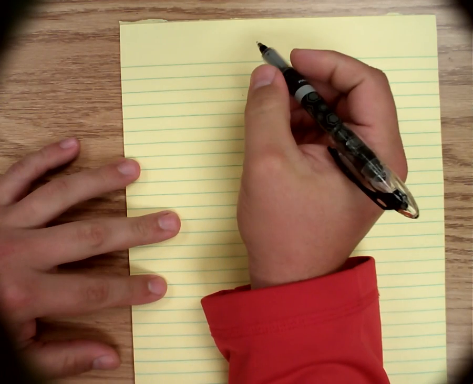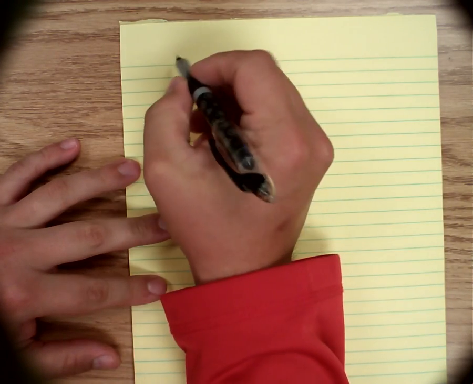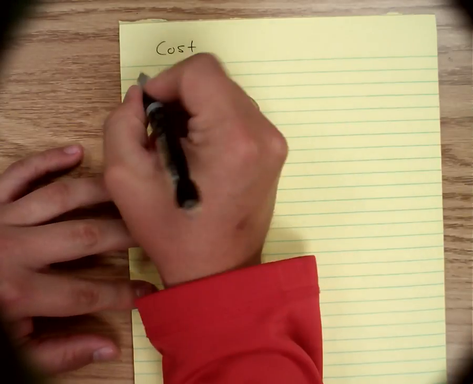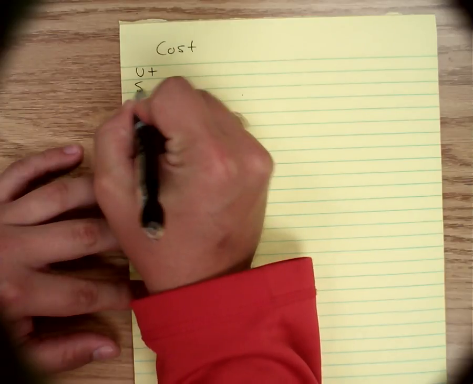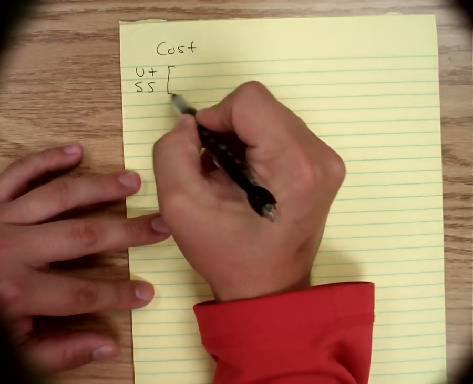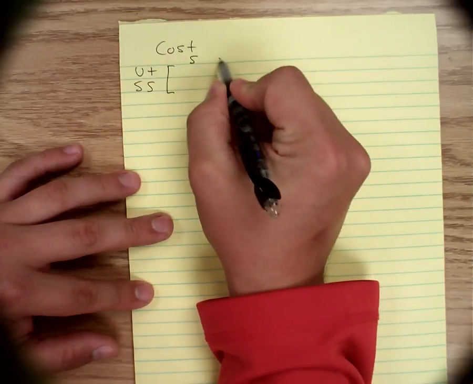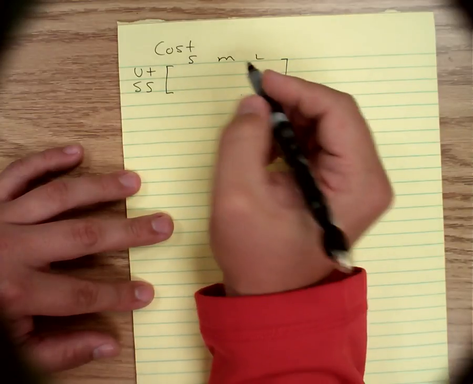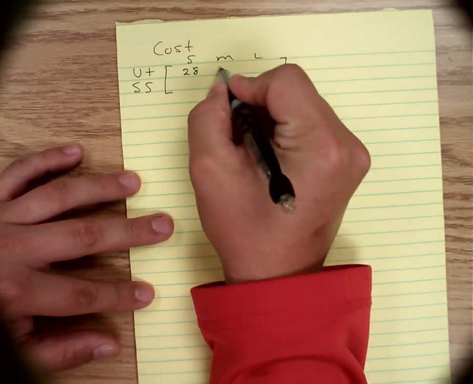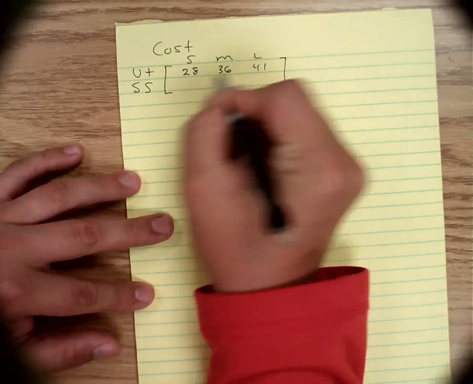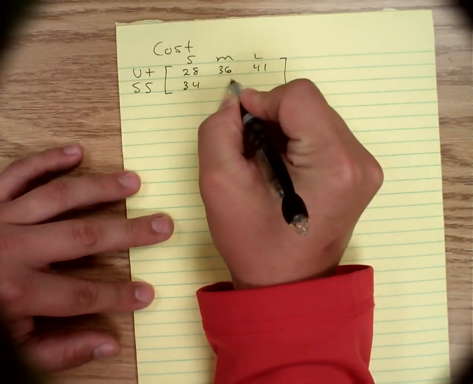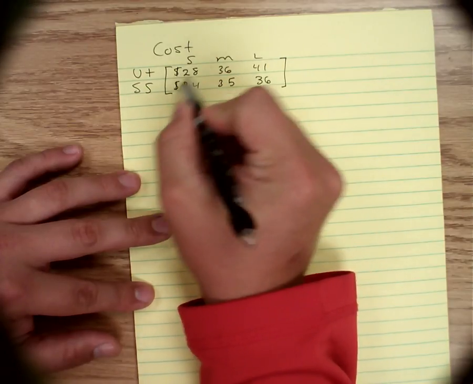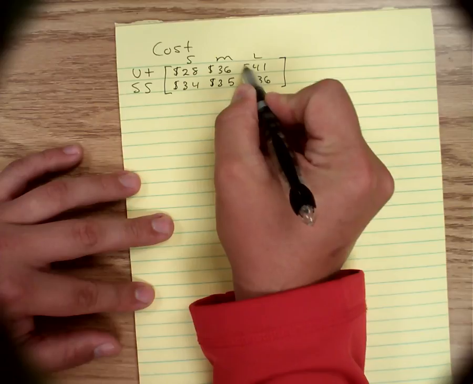The main topic was talking about these two matrices, where you had a cost matrix for Uniforms Plus and Sporting Supplies, and it gave costs of small, medium, and large jerseys: 28, 36, 41, 34, 35, and 36. So these are all in dollar amounts. You have to remember that they're in dollar amounts.